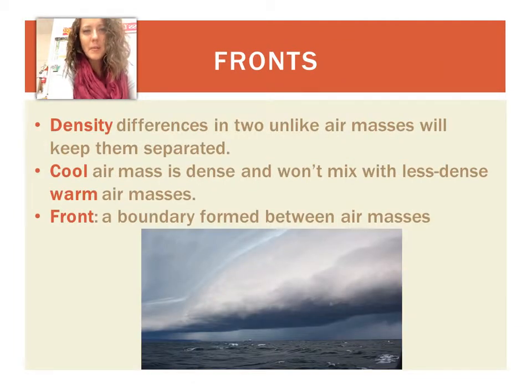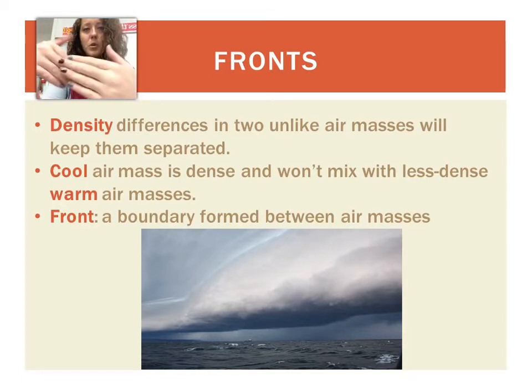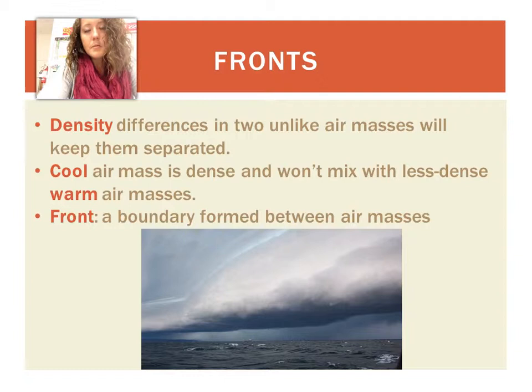We've talked before about how hot air is usually less dense than cold air because of the way the molecules are spread out based on their temperature. So density differences between two large air masses will keep them separated from each other. So the cool air mass is dense, and it typically is not going to be able to mix with the warm air masses, and so we end up having a front. And remember, a front is the boundary that is formed between the air masses.